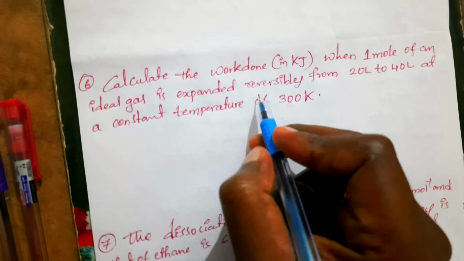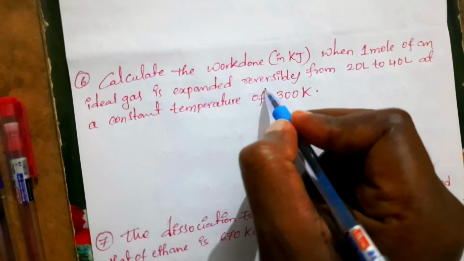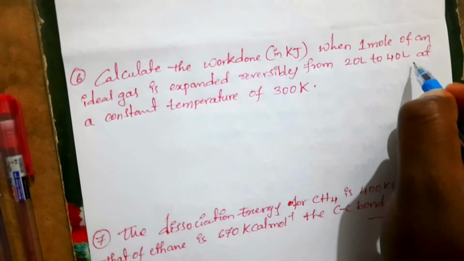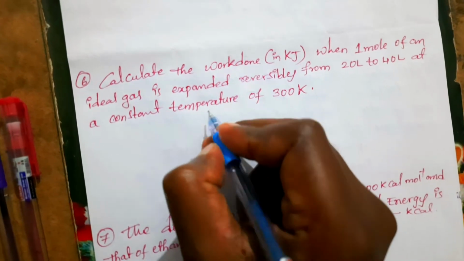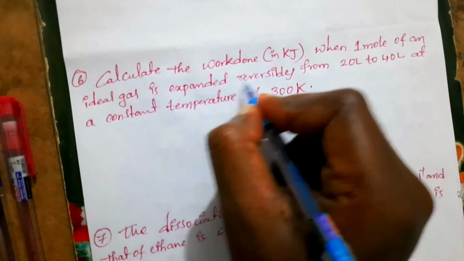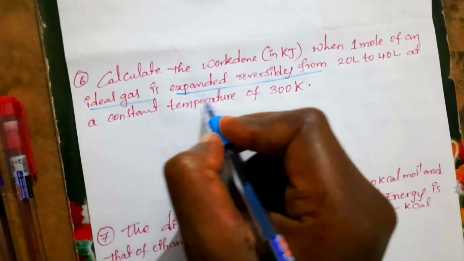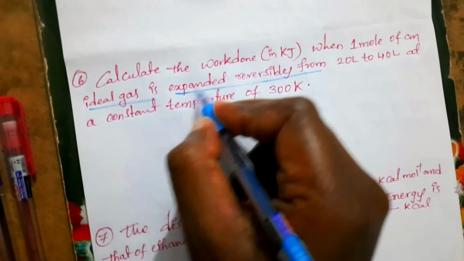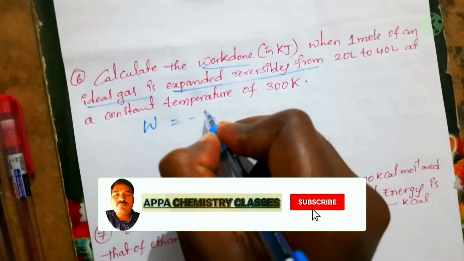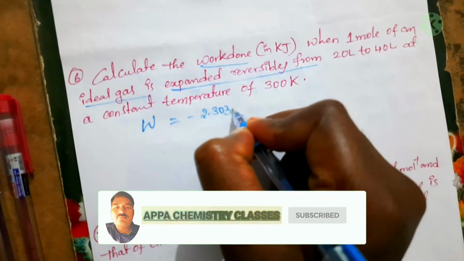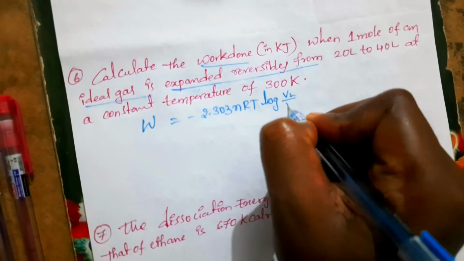Now the next one: calculate the work done in kilojoules when 1 mole of an ideal gas is expanded reversibly from 20 liter to 40 liter at a constant temperature of 300 Kelvin. Whenever it is expanded reversibly, the work done in a reversible process is equal to minus 2.303 nRT log of V2 by V1.